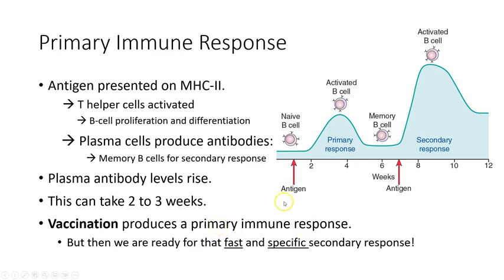When you get a vaccination for the first time, this also produces a primary immune response. Whether you get the disease or you get a vaccination, you will create a memory B cell that hangs around and waits. So the next time we see this antigen, we get a fast and specific secondary immune response.